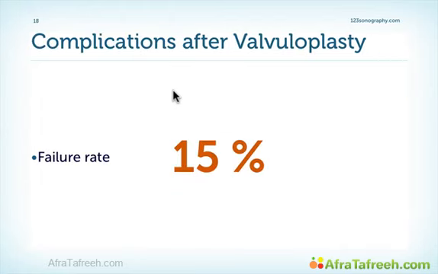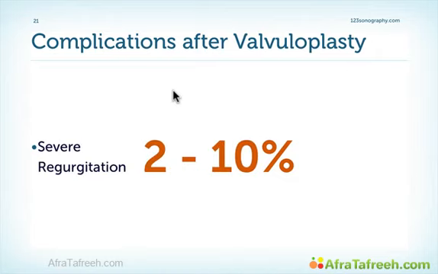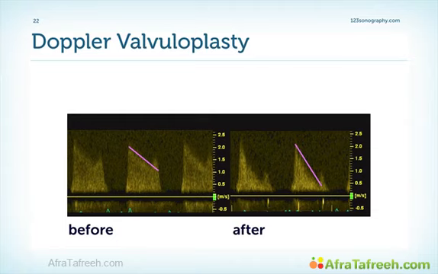What complications can you find after valvulopathy? A failure rate of 15%, a mortality of 0.5 to 4%, embolism of 0.5 to 5%, and severe regurgitation in 2 to 10%. Here's a Doppler tracing before and after valvulopathy, which shows you how good this method actually is.